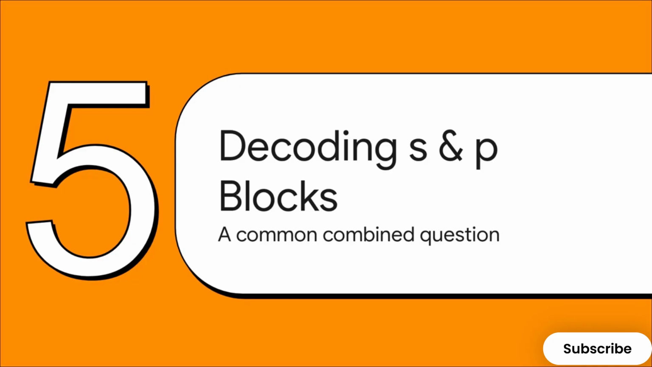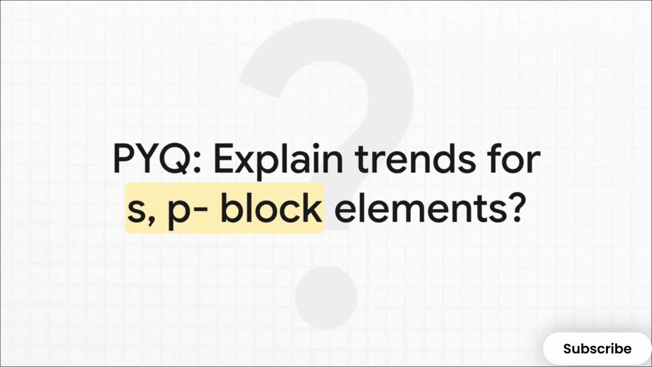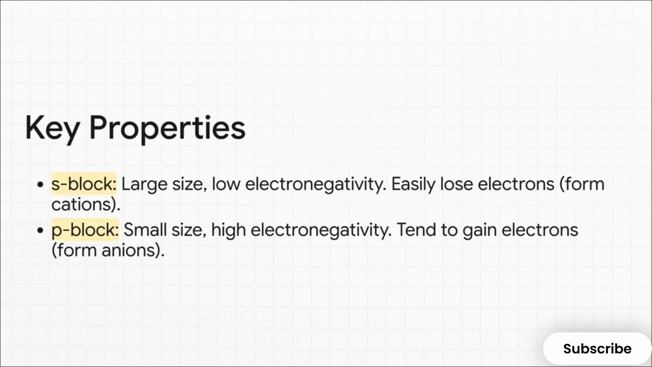All right, time to put it all together. Let's tackle a really common combined question, one that makes you apply everything we've just learned about trends to specific blocks on the periodic table. So here's the kind of question you'll see. And notice what it's doing. It's not asking you to learn a brand new trend. Nope. It's just asking you to apply the trends we already know, but specifically to the S block and P block elements.